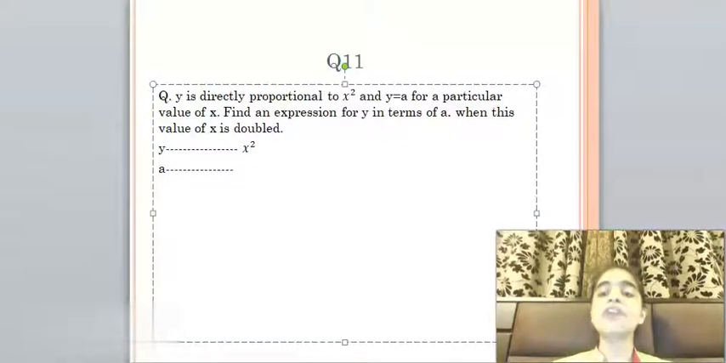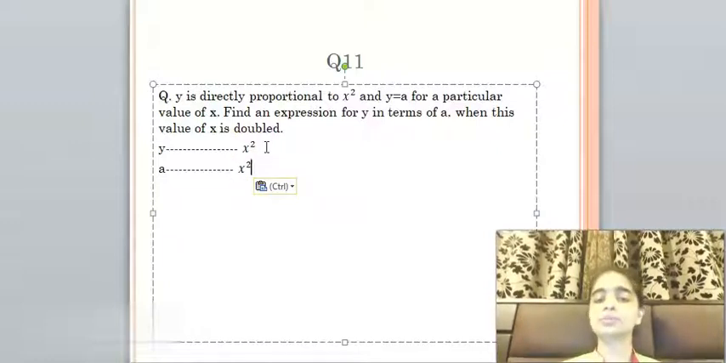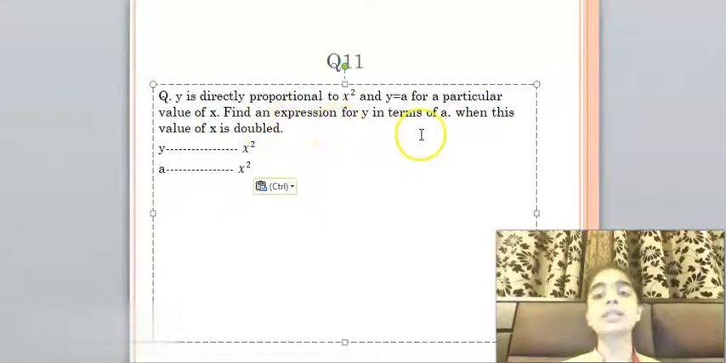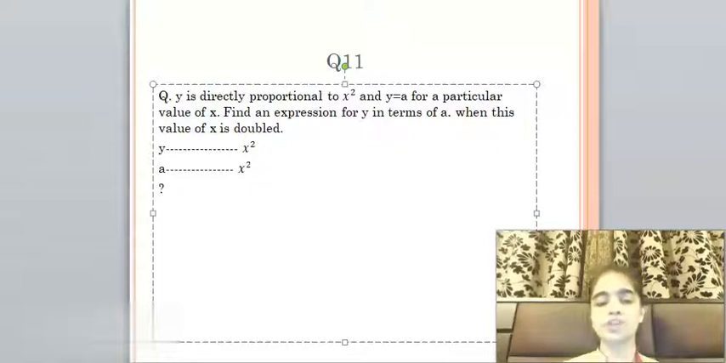We will consider that value x. Since y is directly proportional to x square, we will write x square over here. Find an expression for y in terms of a when this particular value is doubled. Now, I don't know what y is, so let me put a question mark.